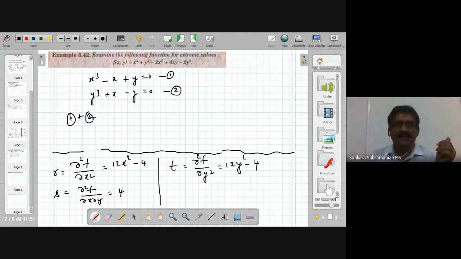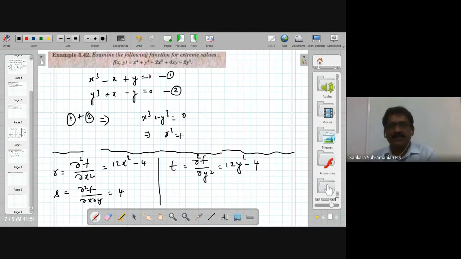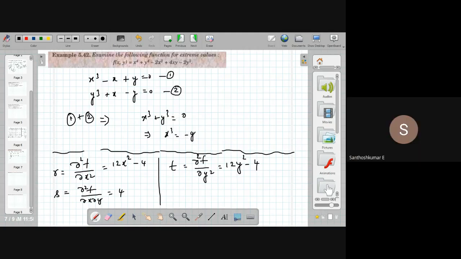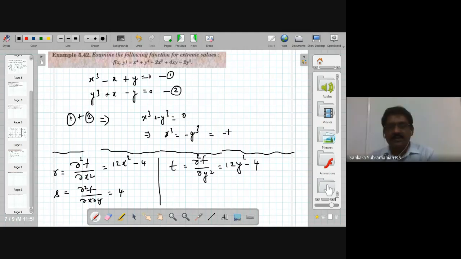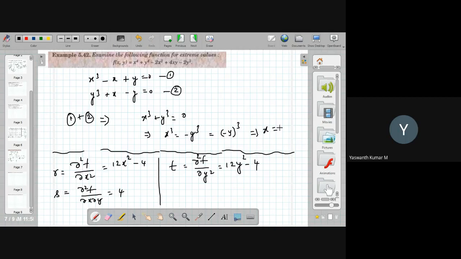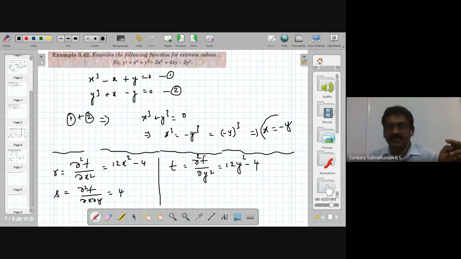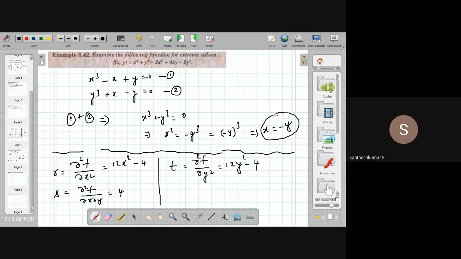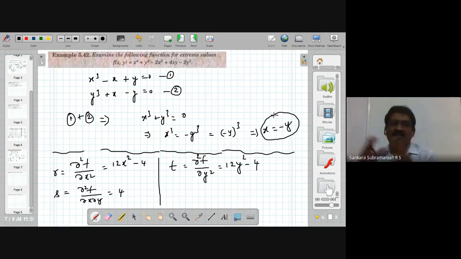Equation 1 plus 2 implies I will be getting x cube plus y cube equal to 0. This implies x cube equal to minus y cube, or you can write it as minus y the whole cube. So which implies x equal to minus y. But இதை வச்சு நான் என்ன பண்றது? அதுக்கு போய் அந்த ஈக்குவேஷன் அப்ளை பண்ணலாம். Well done. இதை எடுத்துட்டு போய் அதுல சப்ஸ்டிட் பண்ணா x க்கு என்ன y க்கு என்னன்னு தெரியும்.